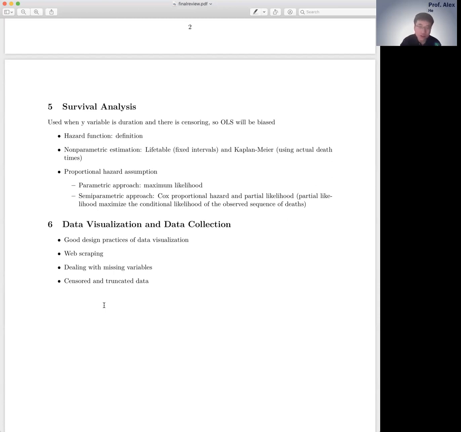So censored is what we've seen in the survival analysis. You have something, you only know a range, but not the exact value. And truncated data is that if it's in some range, then you will miss those observations. And for both, you can re-estimate the data using the maximum likelihood, and that corrects for those biases.